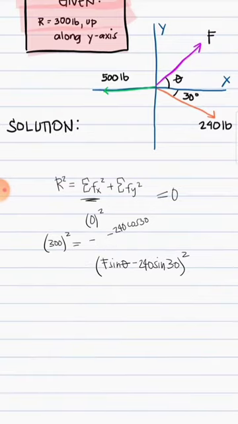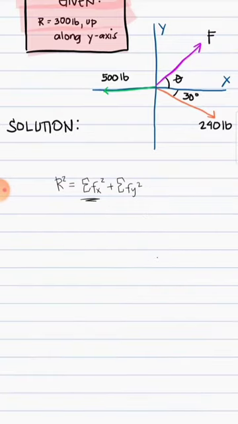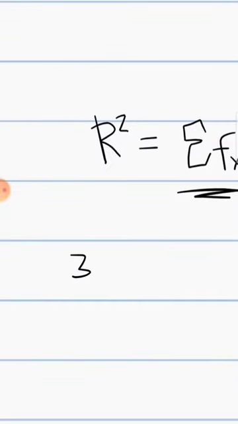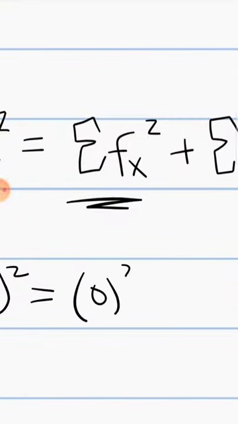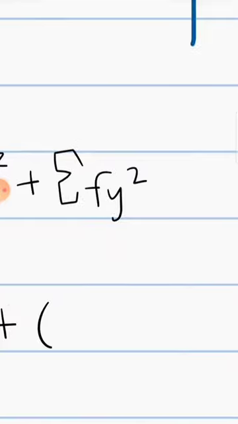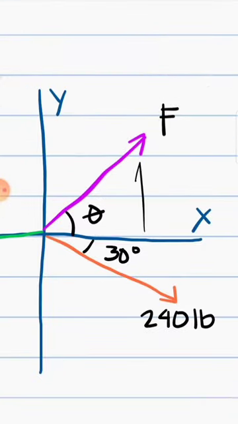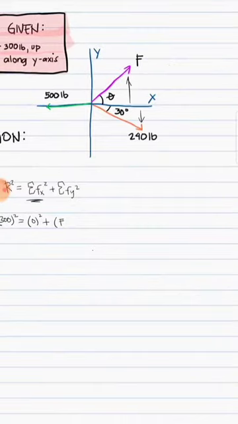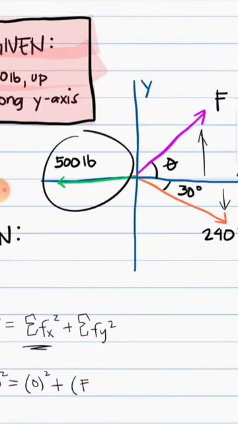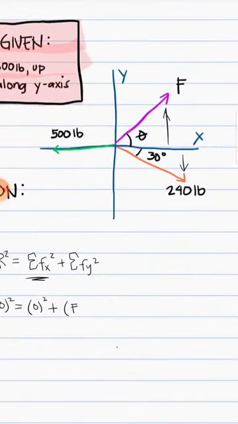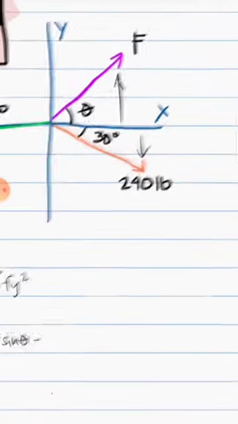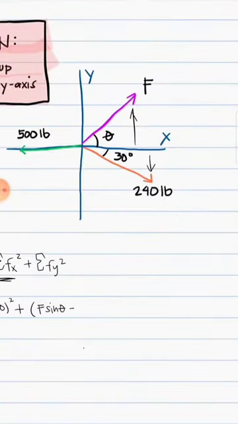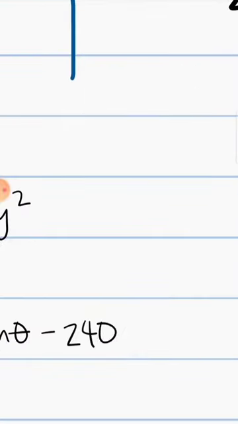So, if you want to know the exact or correct solution, this should be 300 pound squared, the given resultant. And then the summation of forces x must be 0 squared, plus the summation of forces y, which is F sin theta, this component and this component. That's the only forces that has y components, because this one has no y component, since it's only along the x-axis. So we will write F sin theta minus 240, minus because it's in the negative y direction, 240 sin 30 only, and then squared.